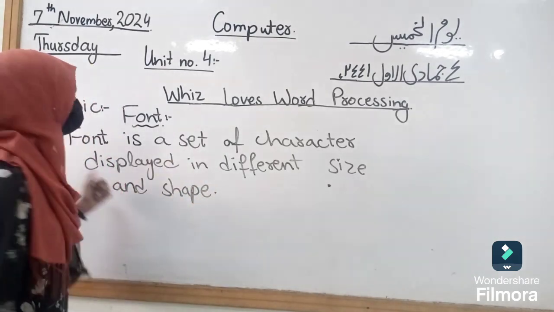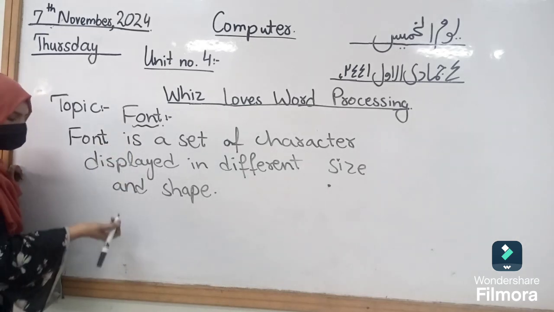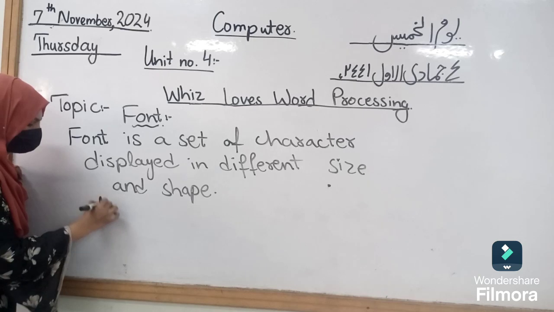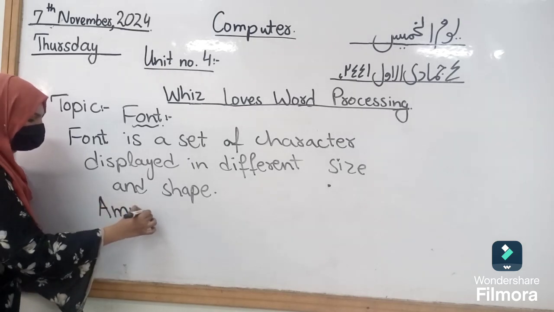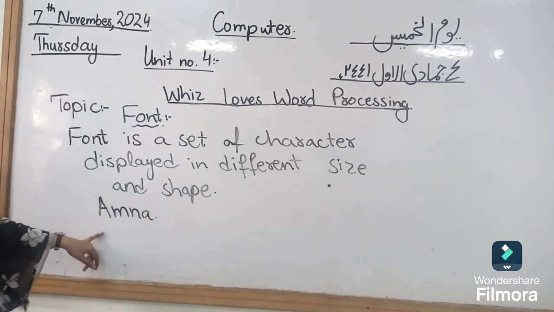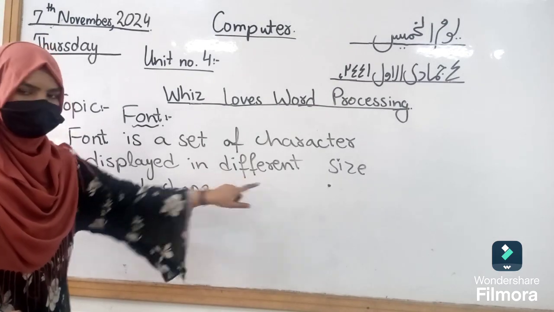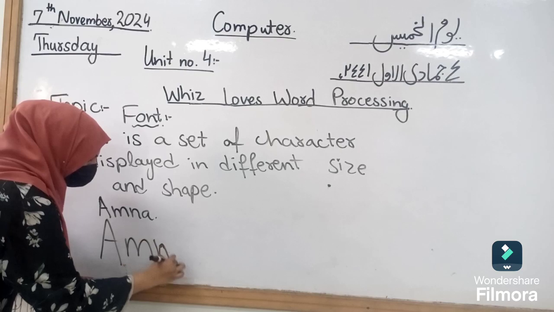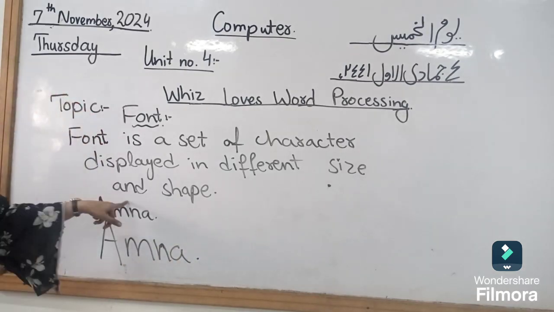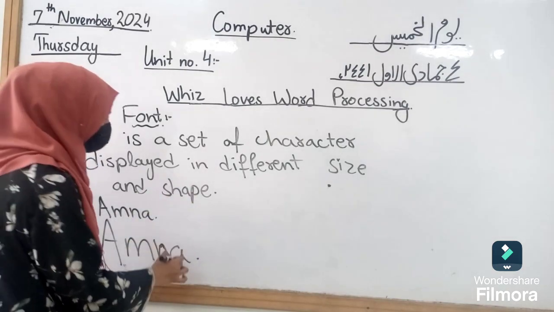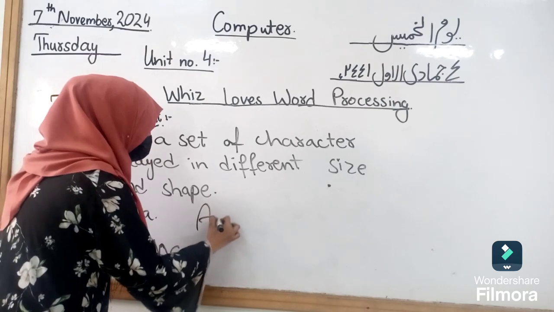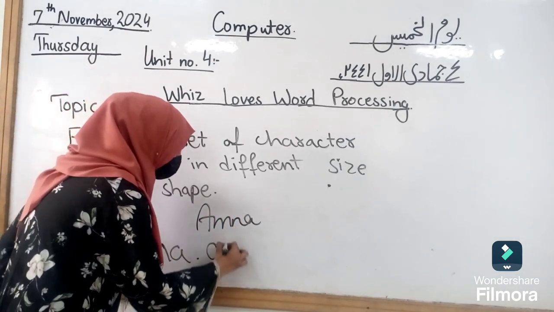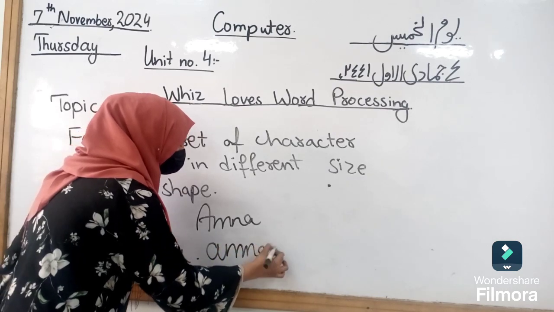For example, this is a name. You write a name, so this is your character, and it can be written in different size. It can be written in much bigger size. And it can be written in some other shape. For example, you can write in this form, and also you can write in this shape.